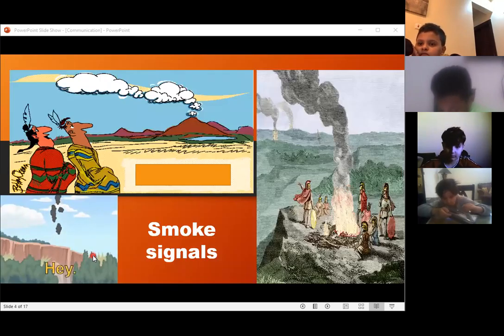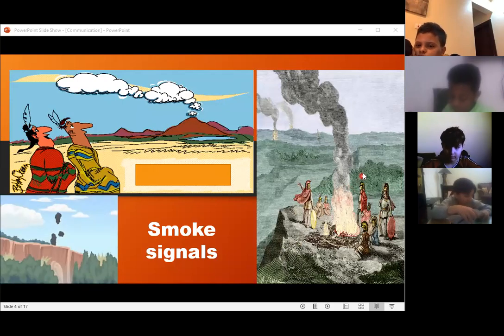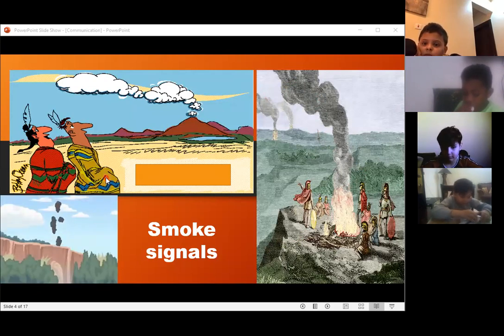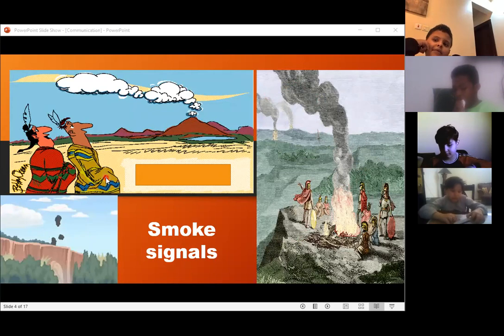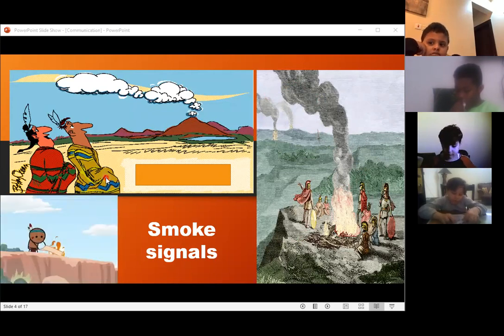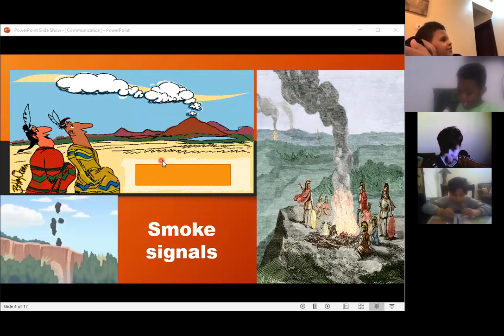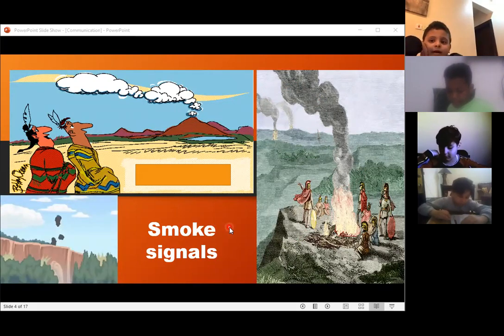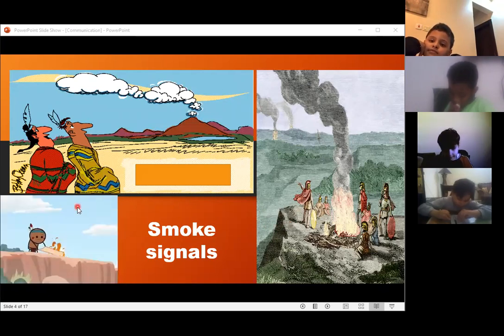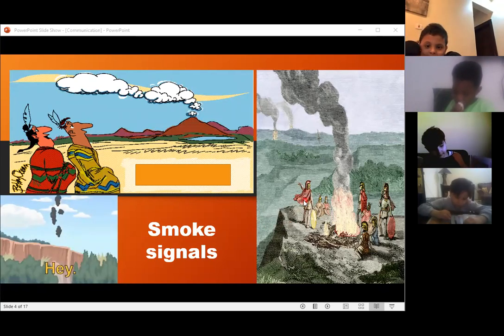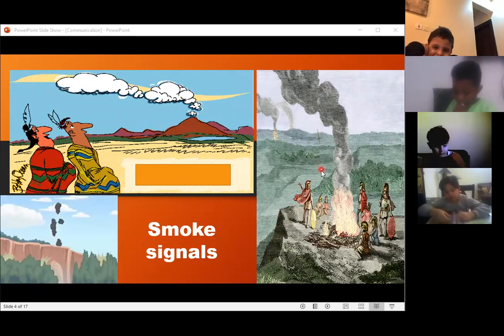You see here, this is called a smoke signal. If you see two rows, two columns of smoke, that means that they won the battle, they won the war, the fight. So they just alert their fellow members that this is good news for them, that they won the battle, the war.